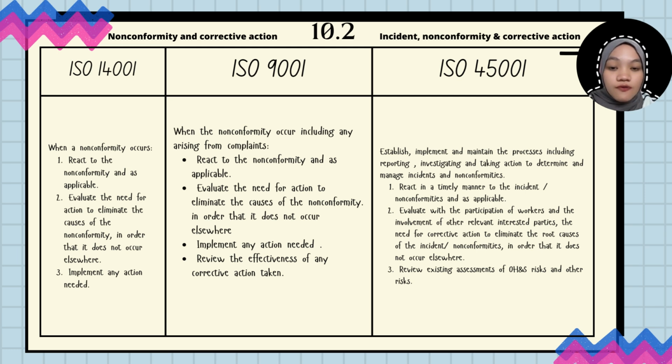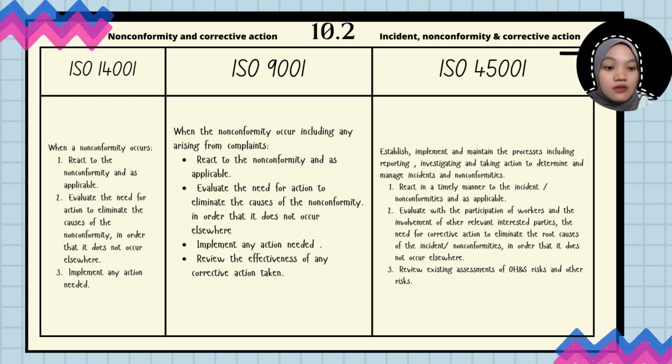For ISO 14001, when a non-conformity occurs: 1. React to the non-conformity and, as applicable, 2. Evaluate the need for action to eliminate the cause of the non-conformity in order that it does not occur elsewhere. 3. Implement any action needed.